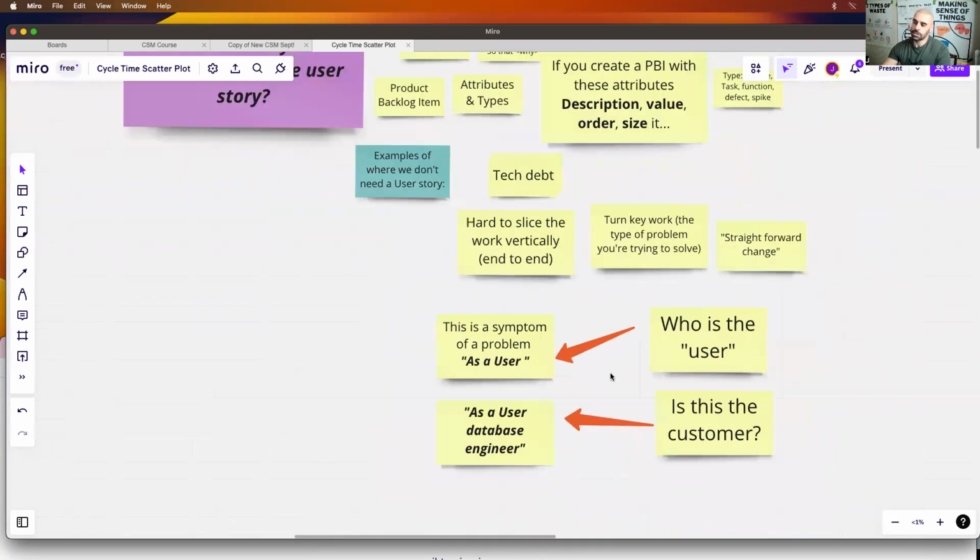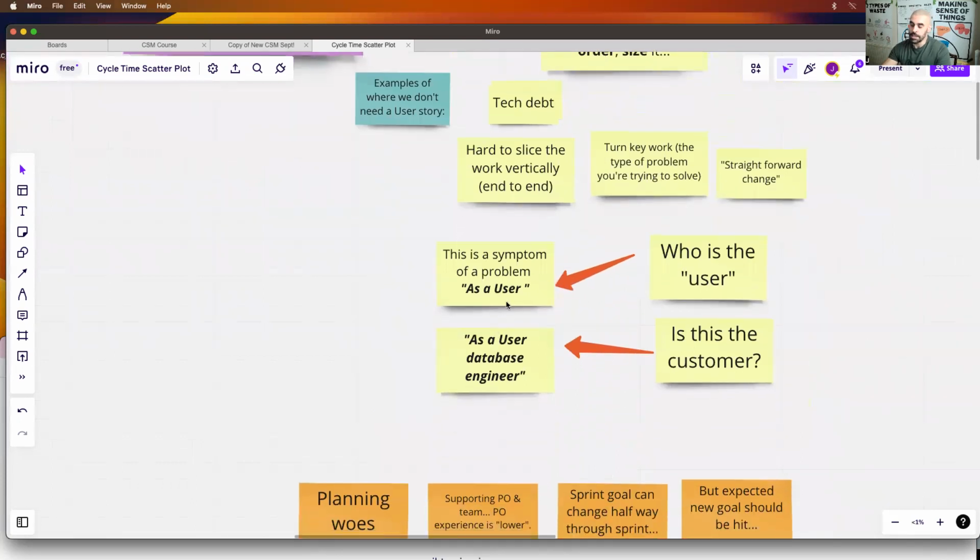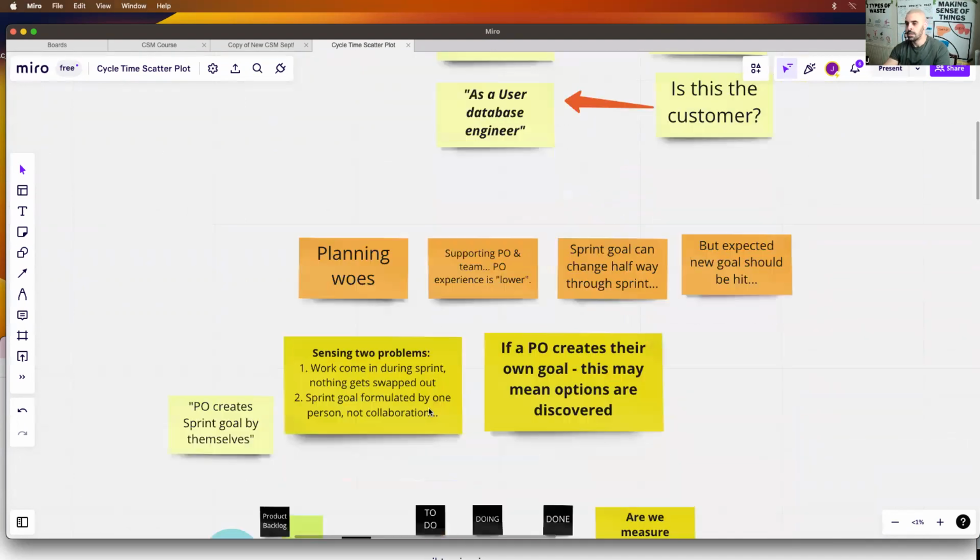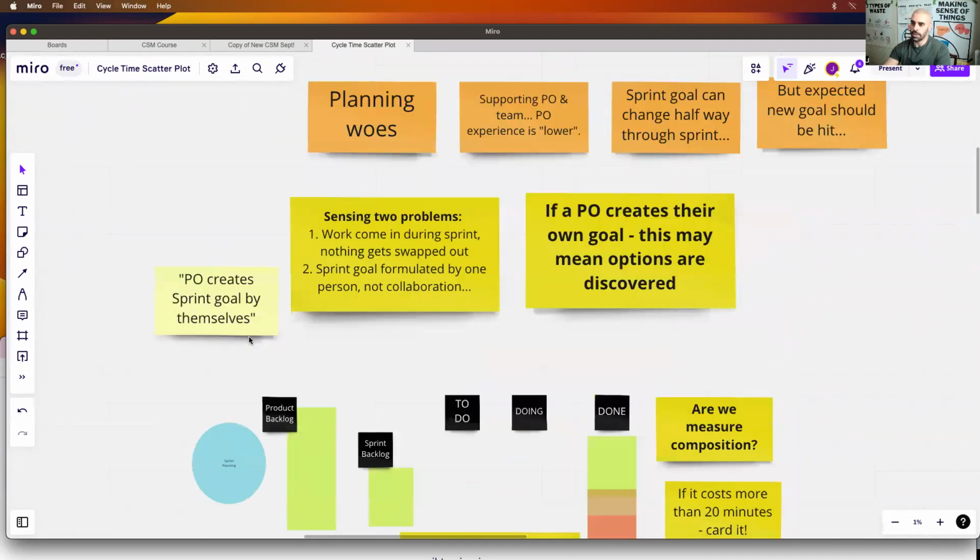We also spoke about examples of bad user stories very briefly. As a user is not a good one because who's the user? As a database engineer, this is again symptomatic of misunderstanding a user story because it's focused on an internal team, not a customer. All right, let's move on to the second topic that came up.